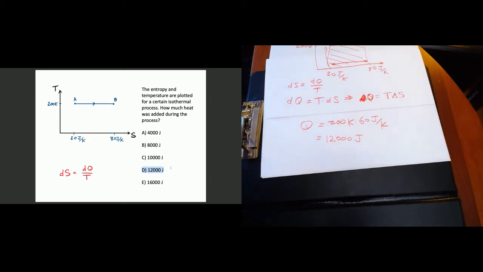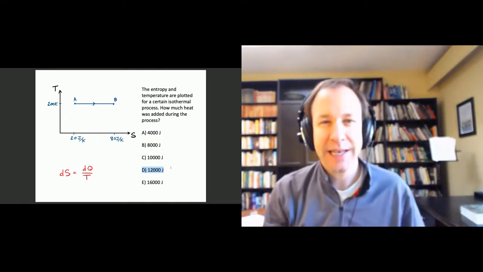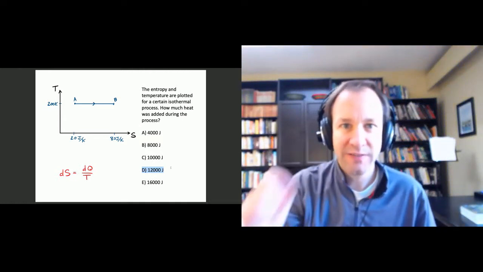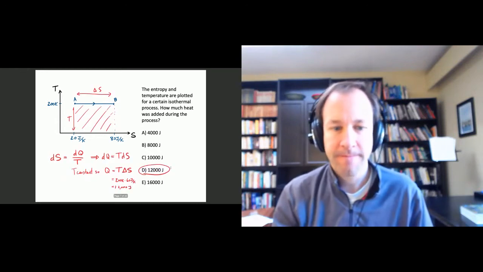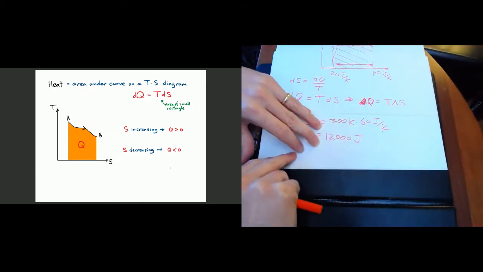12,000 joules. And more important than the answer was our realization that when we're talking about TS diagrams, we can geometrically calculate the heat in the same way that we geometrically calculated the work on a PV diagram. Okay, so let me bring the camera back here. Let me just write down this mathematical analogy.